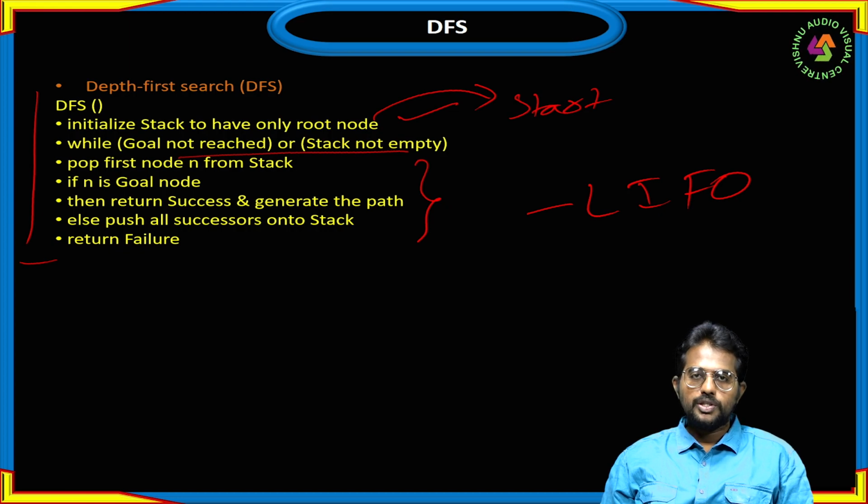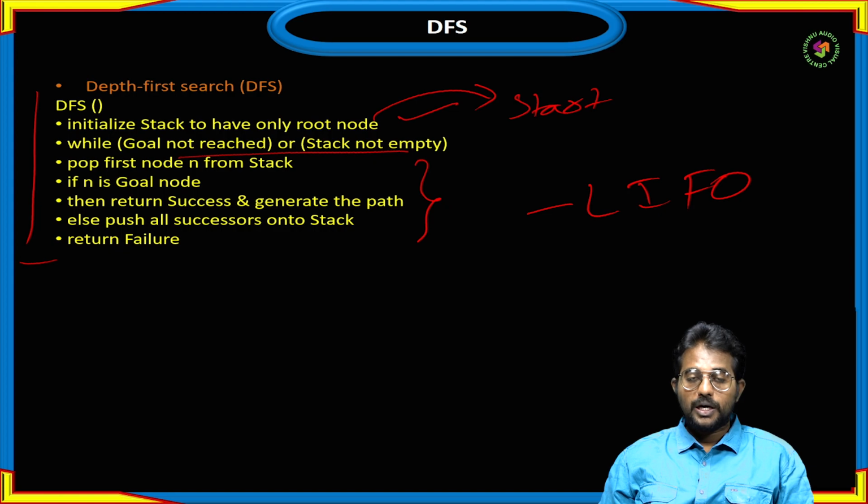So that node will be stored in node n, and I will check whether this node n is a goal node. If that particular node n is a goal node, then I will return success and I will calculate the path. After generating the path, I will show this particular path wherever the DFS was applied.